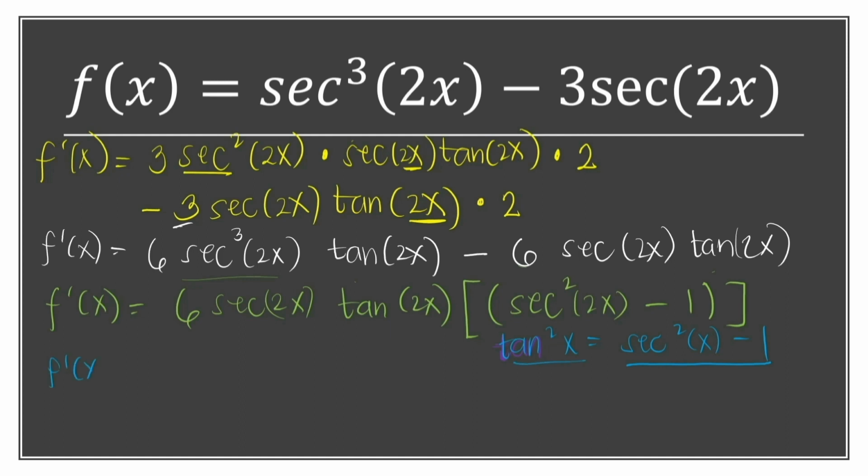So, itong secant squared x minus 1, i-represent na lang natin as tan x raised to 2. So, f prime of x is equal to 6 secant 2x tan 2x. And then, since 2x yan, magiging tan squared 2x na lang siya. Okay? So, nireplace lang natin itong secant squared 2x minus 1 into this form, tan squared 2x, or tan 2x raised to 2. Ito ang Pythagorean identity natin. So, multiply na lang natin itong tan 2x and then yung tan 2x raised to 2. So, our final answer would be 6 secant 2x tan cubed 2x.